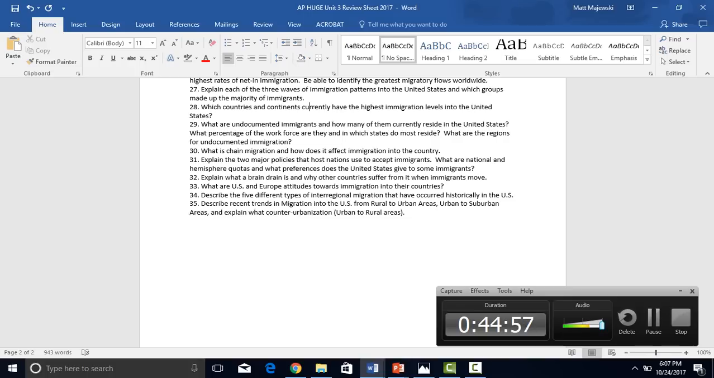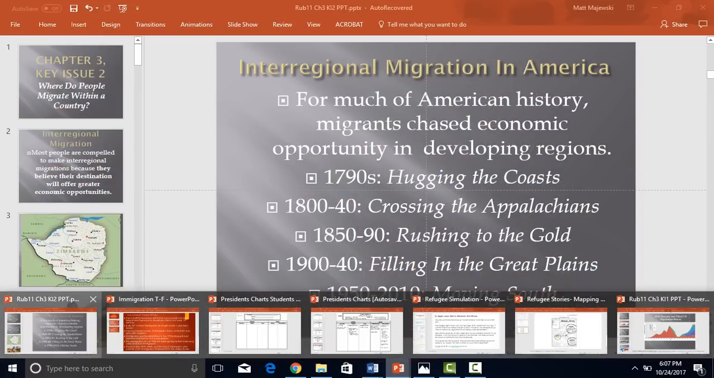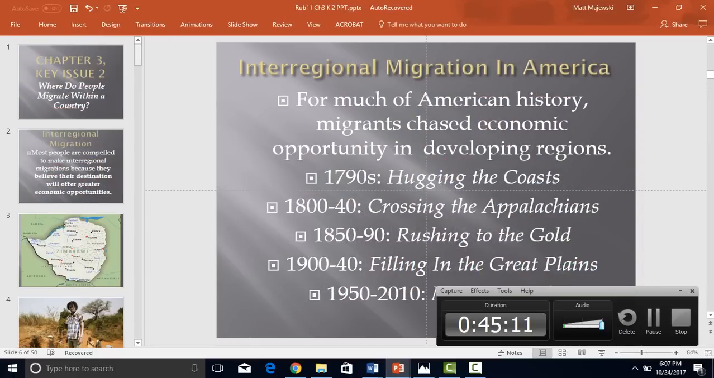Number 34, describe the 5 main different types of interregional migration that have occurred in the U.S. Remember, originally Americans hugged the coastline, if you recall, which meant that we lived along the Atlantic coast.